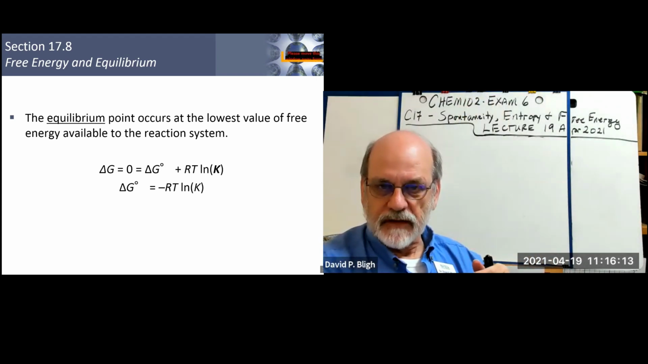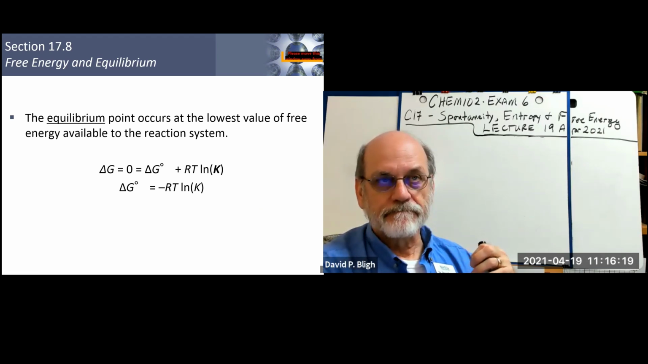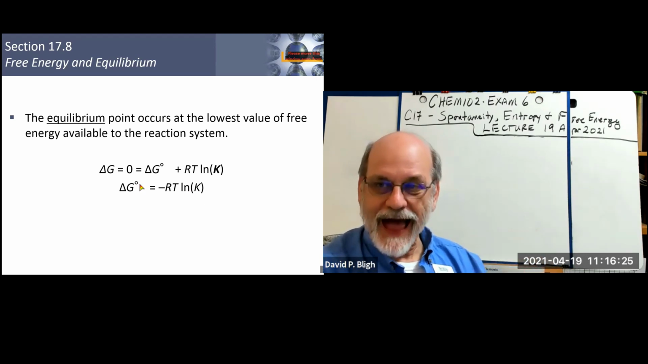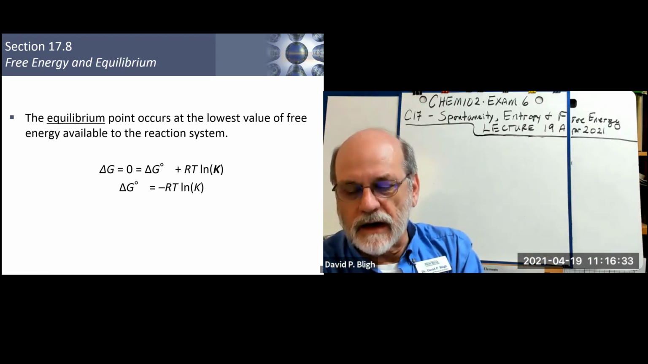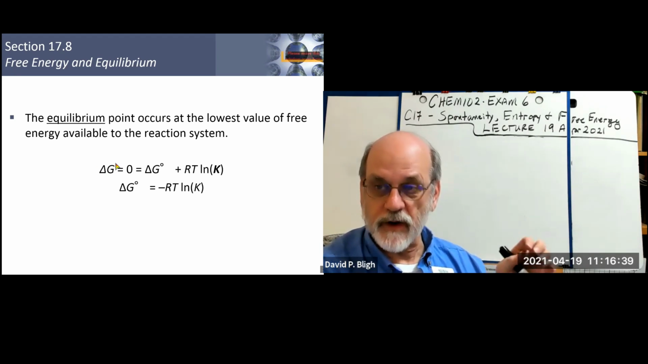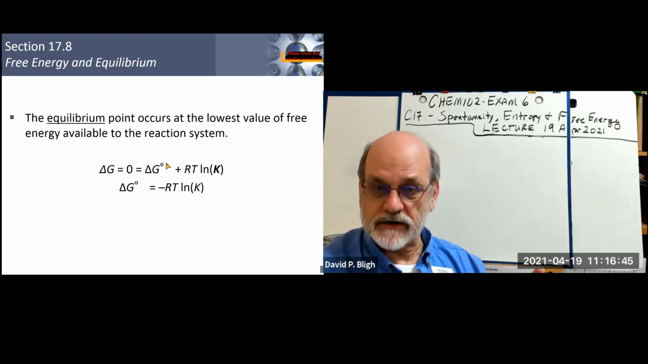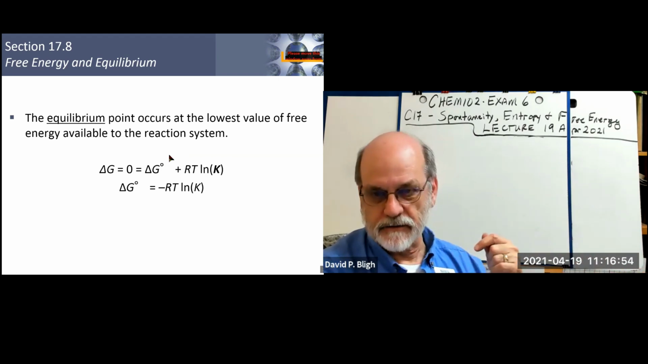So at equilibrium, there's no delta G. Delta G is 0. In other words, the delta G for the actual reaction conditions here, without the little 0, will be 0. In other words, there's no driving force under equilibrium conditions for the reaction to go. Now that's as compared to the standard conditions. Under standard conditions, yes, you will have some impetus either to go spontaneous or non-spontaneous.